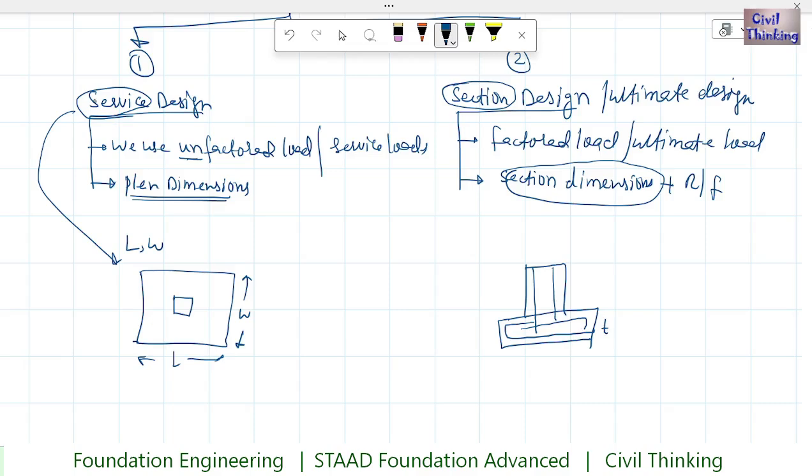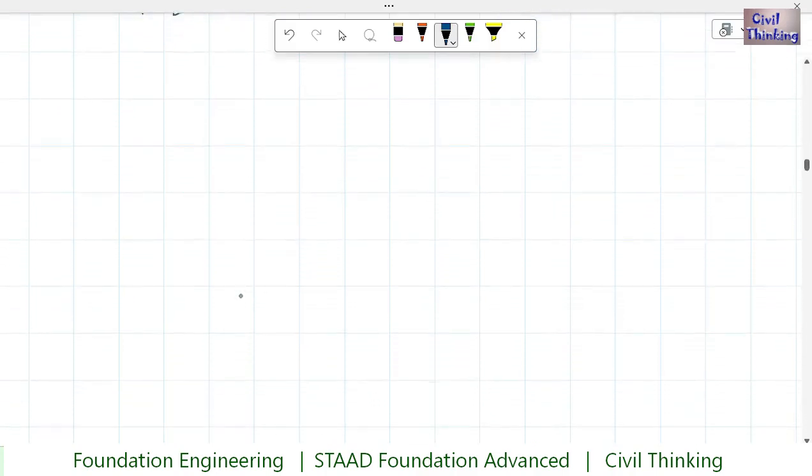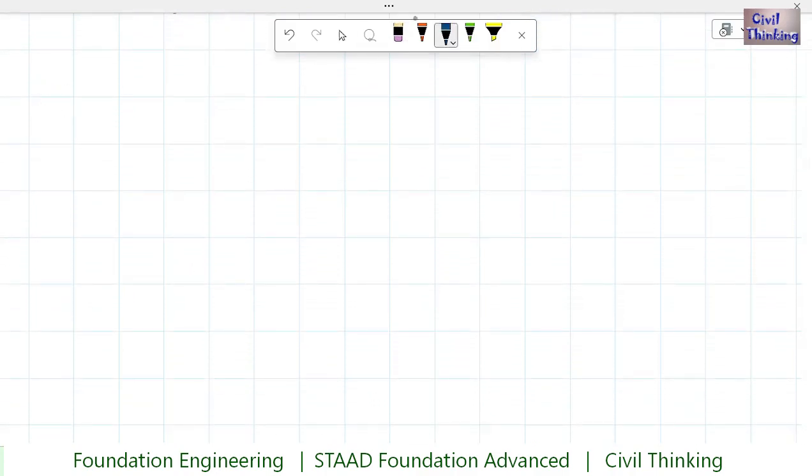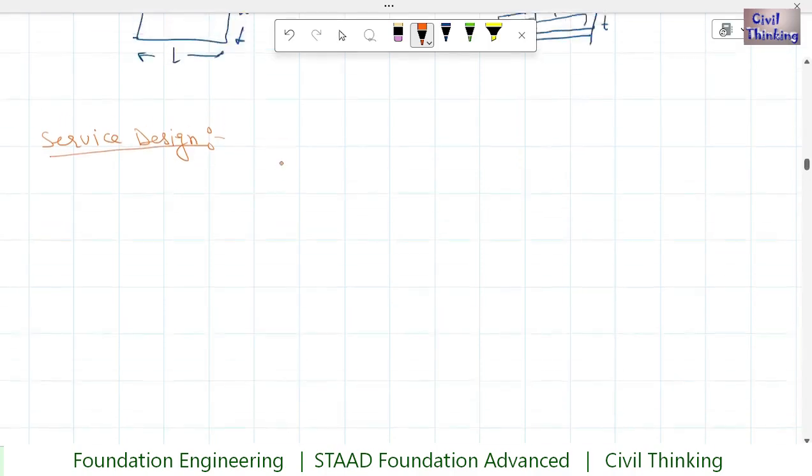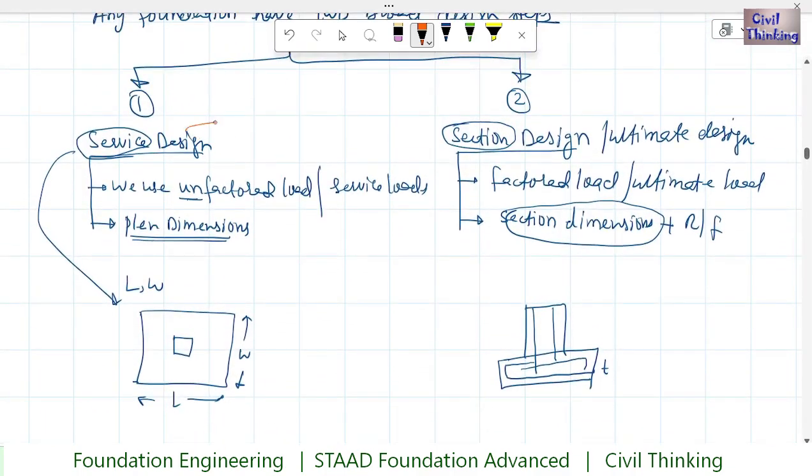Okay, so let me give you the broad steps of service design and the section design. Okay, so let us first talk about service design. Okay, now in both the designs, we carry out checks. Okay, and also here we carry out checks, so that our foundation is strong, it is safe, it is reliable. Okay, so we carry out these checks.